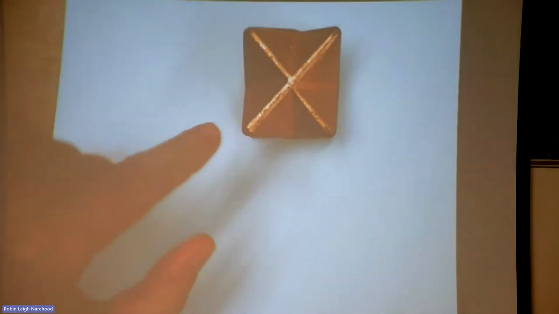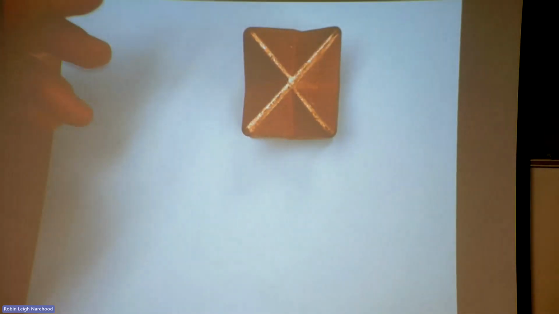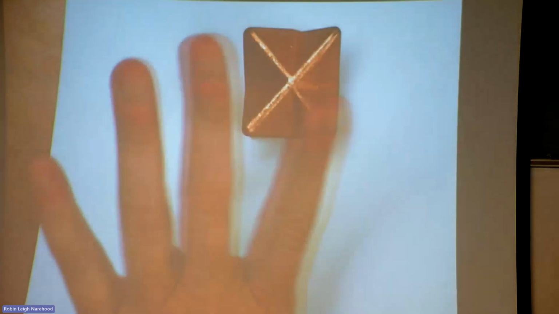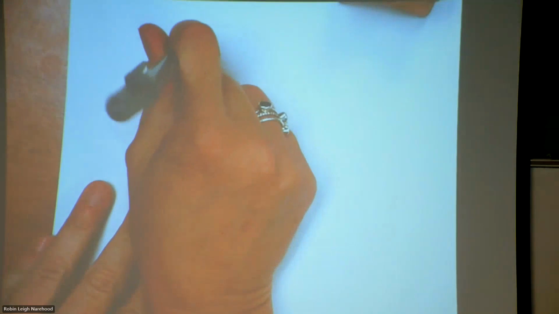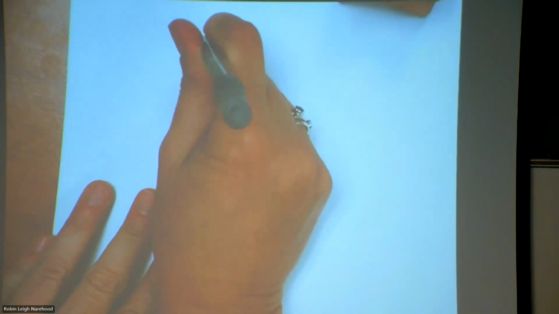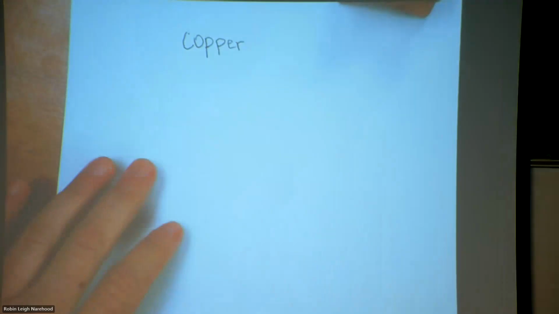This sample is not one copper atom. It is a lot of copper atoms. But to represent this in terms of its name, we would write copper. And we write it in English. That's not the way it looks in other languages.